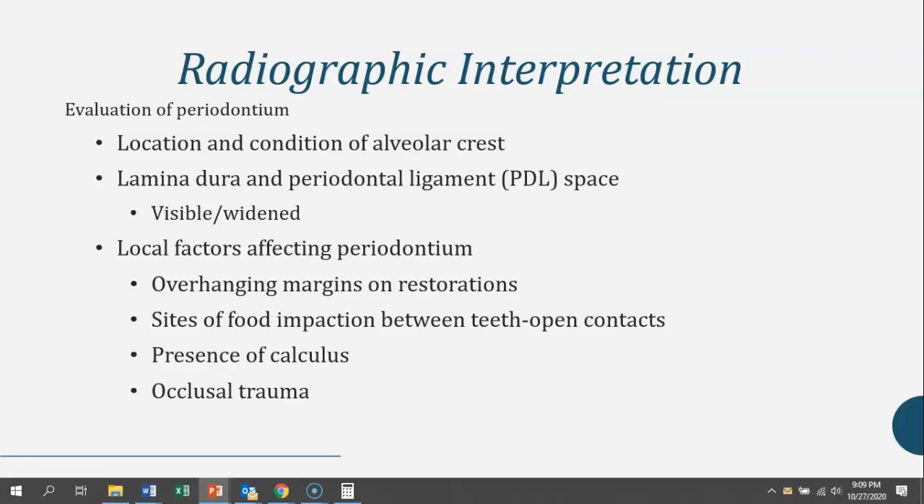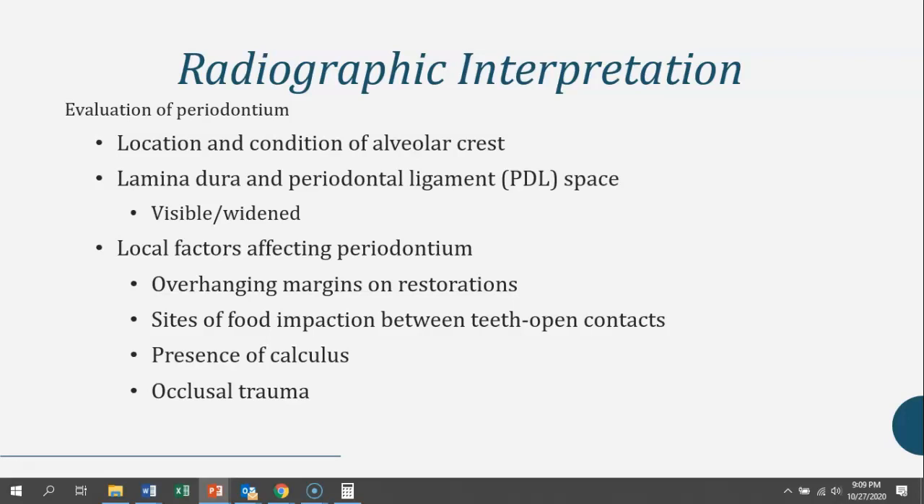So when we evaluate the periodontium, we want to look at the location and the condition of the alveolar crest. These are the things we want to pay attention to. We want to look at the lamina dura and the periodontal ligament space. Is the lamina dura visible? And does the periodontal ligament space look pretty narrow and smooth, or is it kind of widened in some areas?